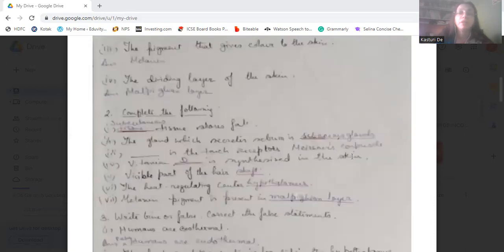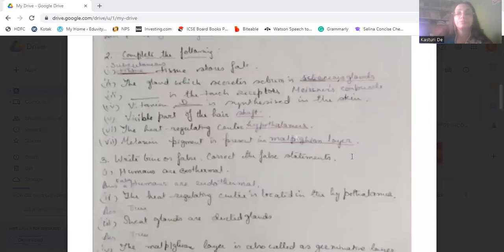Then complete the following. Dash tissue stores fat. It is the subcutaneous tissue. The gland which secretes sebum is the sebaceous gland. Dash is the touch receptor. It is Meissner's corpuscle, which helps us to feel touch. The vitamin which is synthesized in the skin is vitamin D.